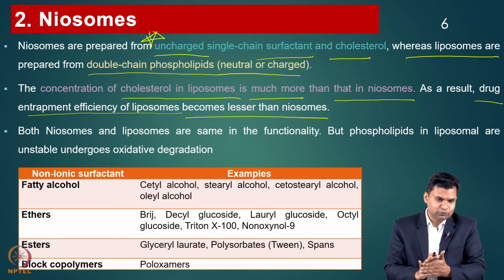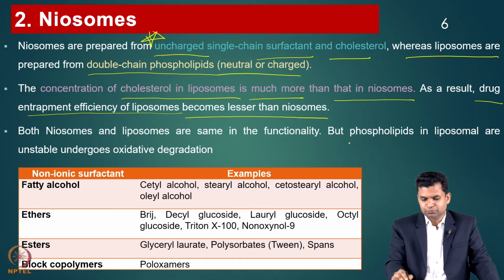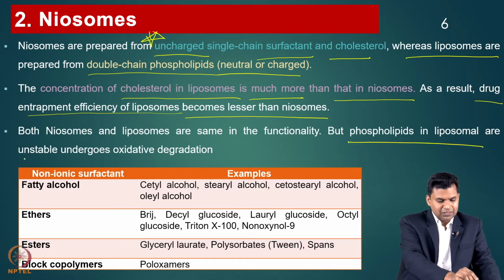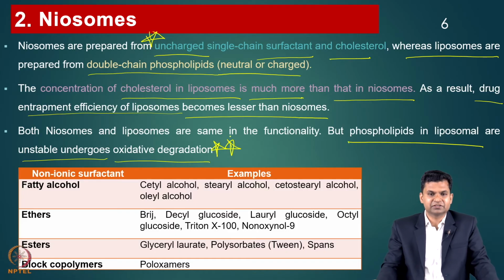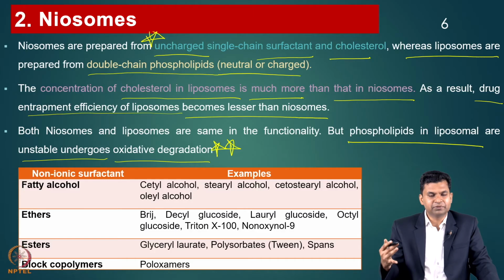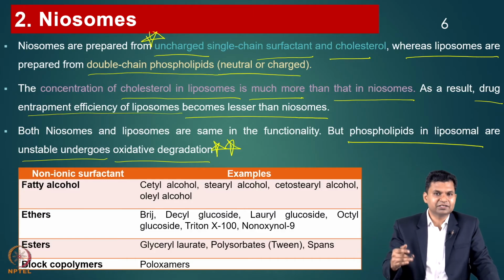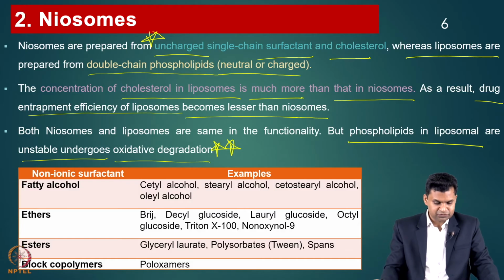Both niosomes and liposomes are the same in functionality, but phospholipids in the liposomes are unstable and undergo oxidative degradation. So, that is one of the major limitations of the liposomes. That is why scientists have developed the niosomes, which are an alternative to the liposomes and other lipid vesicular systems.